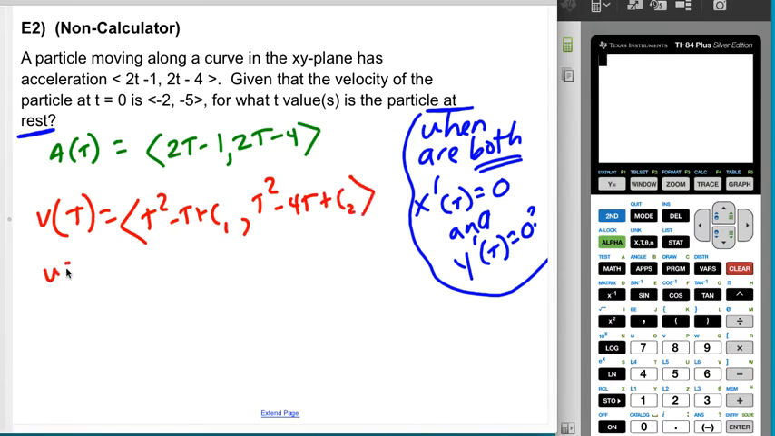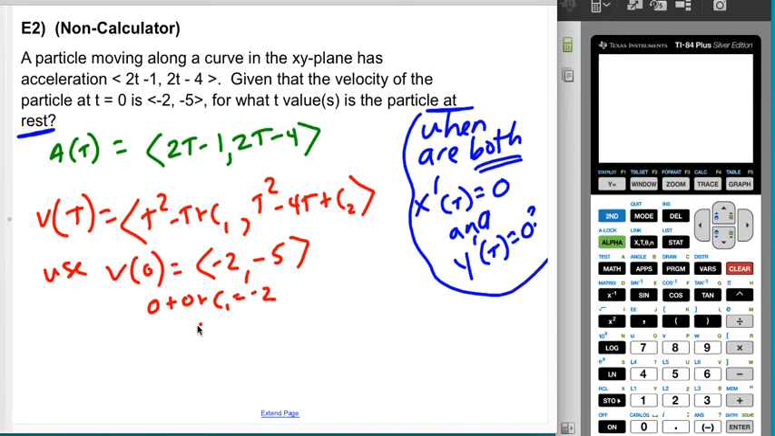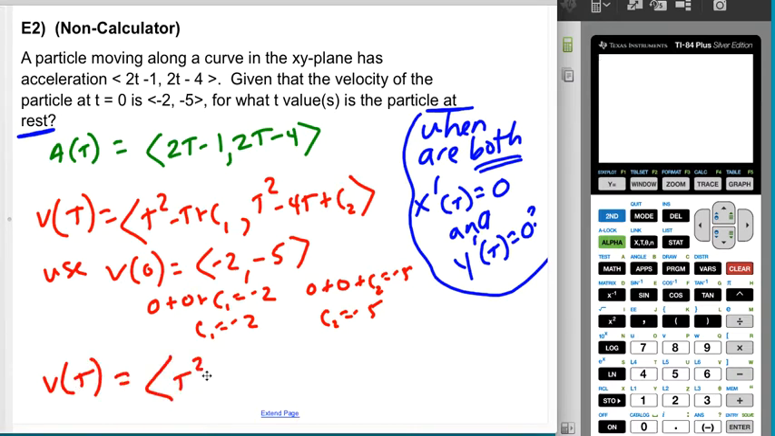I'm then going to use that I know the velocity at 0 is negative 2, negative 5, right? So that means that when I plug in 0, I should get 0 plus c sub 1 is a negative 2. Okay, that's cool. C sub 1 is a negative 2. And 0 plus c sub 2 is a negative 5. Cool, c sub 2 is a negative 5. So seems to me that my velocity is t squared minus t minus 2, comma, t squared minus 4t minus 5.